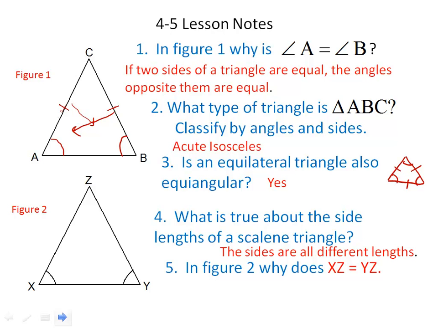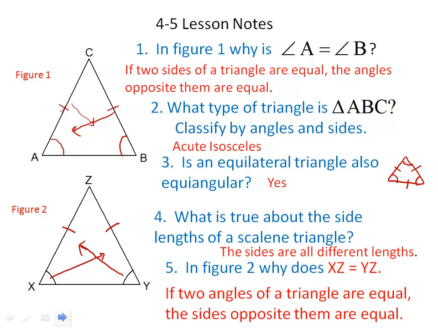In Figure 2, why does XY equal YZ? Well, what's the information that we start with here? We start with that these two angles are equal. Now in Theorem 9 we started with two sides equal, so the angles opposite them are equal. Now we're saying that in this triangle, these two angles are equal, so the sides opposite them are also equal. The side opposite Y is XZ, and that one equals the side opposite angle X, which is YZ. So Theorem 10 is the converse of Theorem 9. If two angles of a triangle are equal, the sides opposite them are equal.